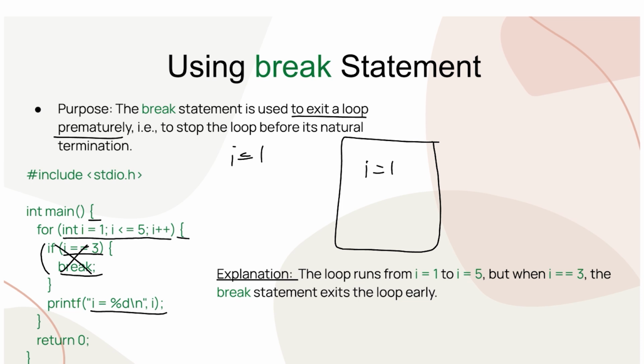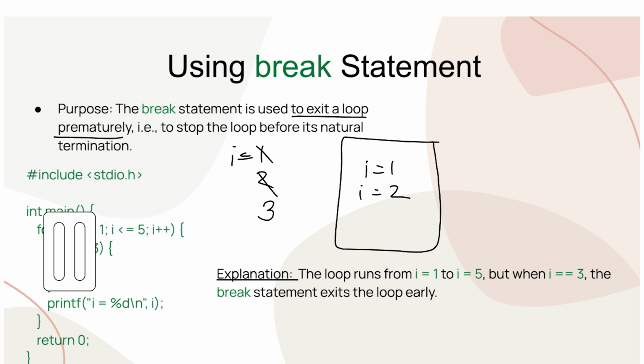Then I am saying increment the value of I. Now when the value of I is incremented, it becomes 2. So again here, if is not tested to true, it is executing the for block, printf I equals the value of I, which is 2. Now I is incremented to 3. Now in this case, I equals 3 is tested to true and it is saying break.